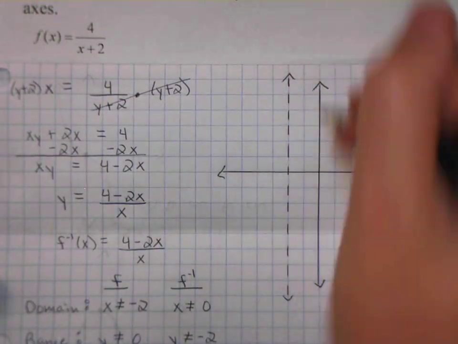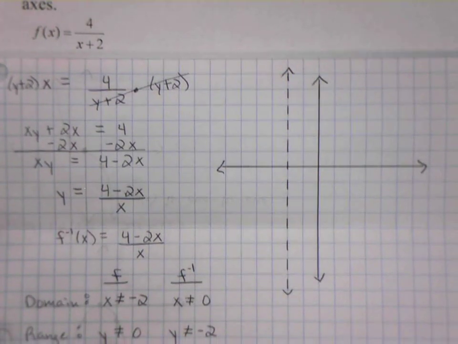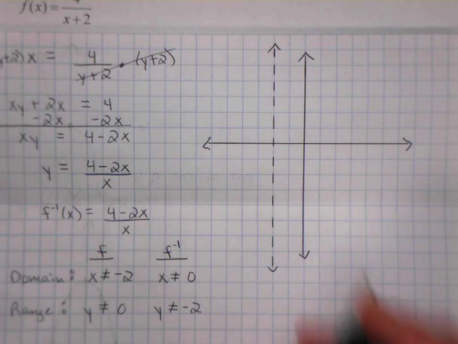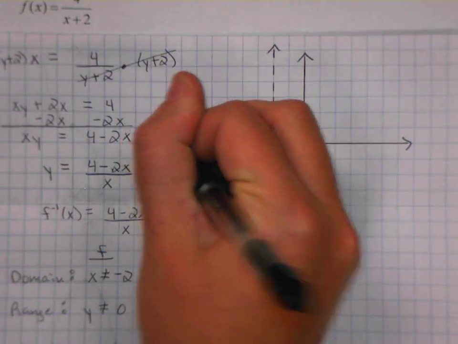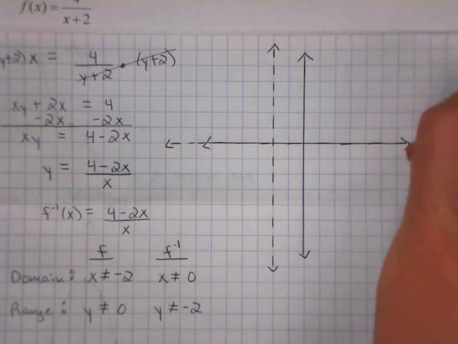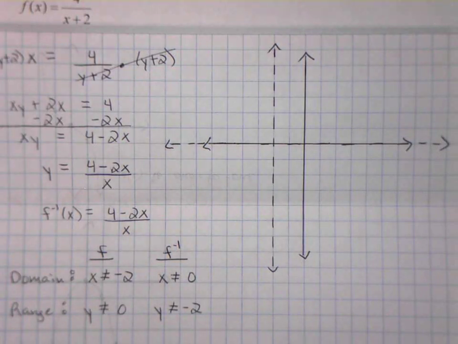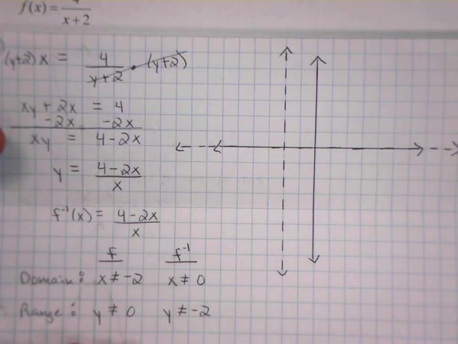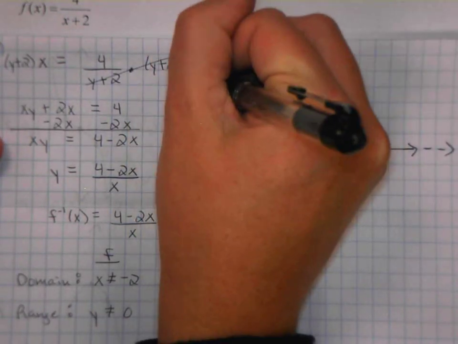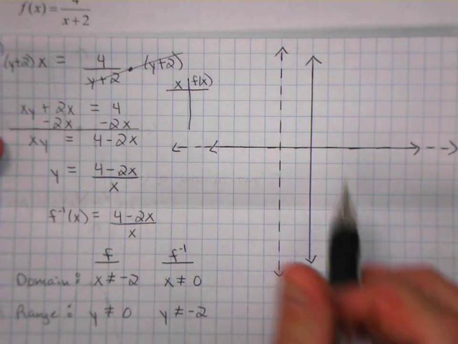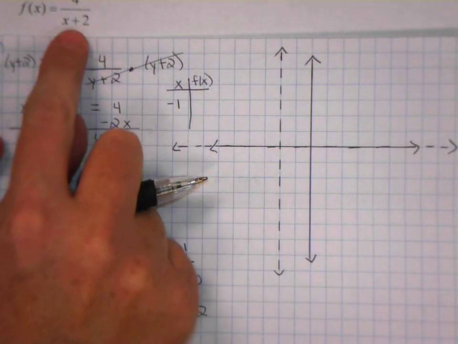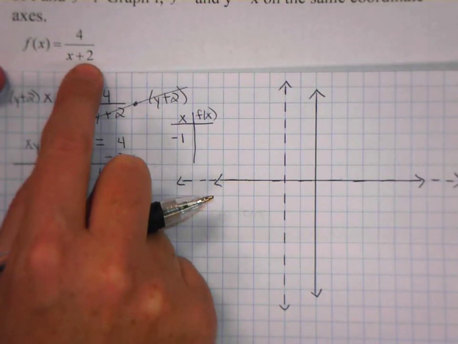For my range of f down here, I did say that y cannot equal 0. That would be the same thing as my x-axis. So you can draw your asymptote, but you're not going to really be able to see it. And then I would make a table just to find a couple extra points, so I would have some points to plot on my graph. I would try a point 1 to the right and 1 to the left of my vertical asymptote. So if I substitute in negative 1 here, negative 1 plus 2 is 1. I get 4 over 1, which is 4.